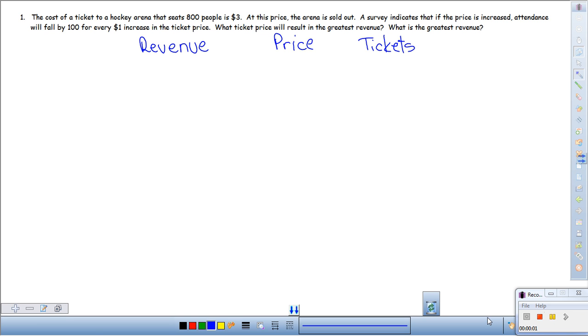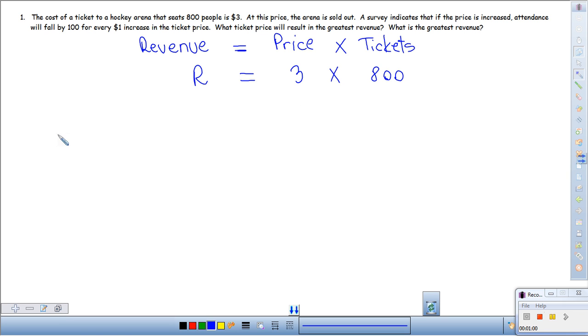Well, first of all, we have three distinct concepts: revenue, price, and tickets. Now, how do we get the overall revenue? If we multiply the price per ticket by the number of tickets, we get the total revenue. So in my case, revenue, which I can call R, equals price, which is $3, times 800.